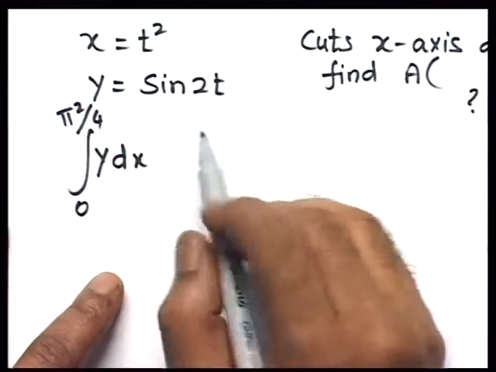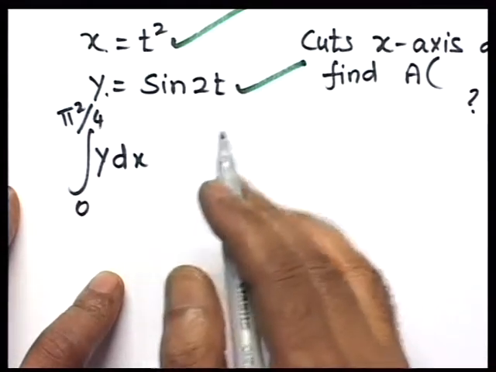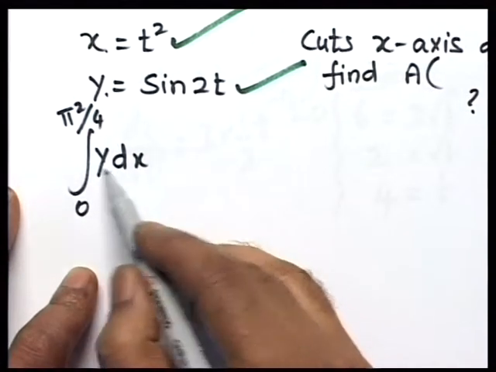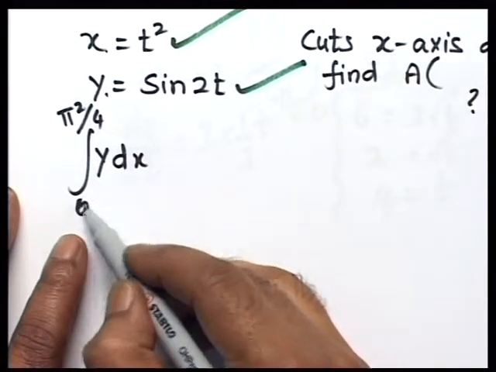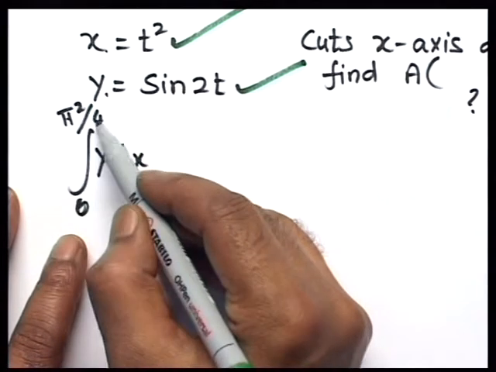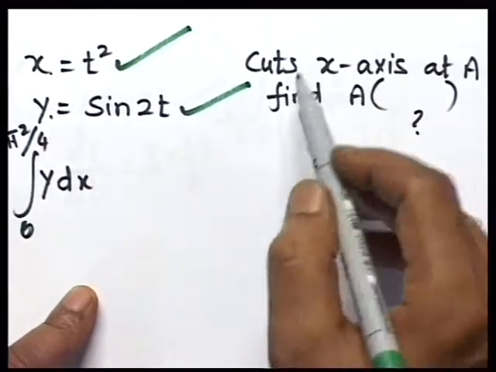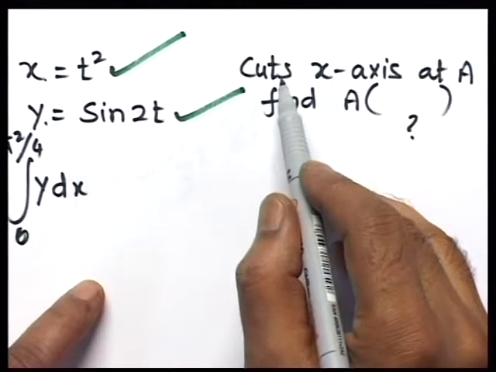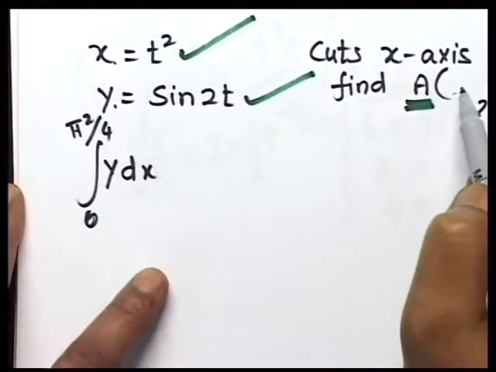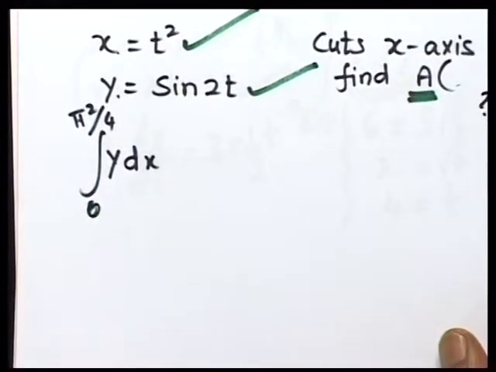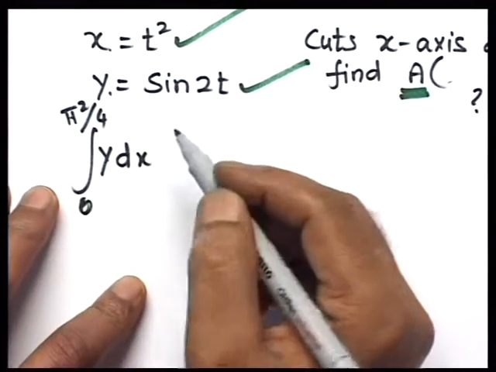They gave a question like x equals t squared, y equals sine 2t. They want us to find the integral of y dx, and the limits are 0 to pi squared over 4. This is very strange. And they said it cuts the x-axis at A, find that point A. We can do that later. First, let's see how to find the area under the curve.